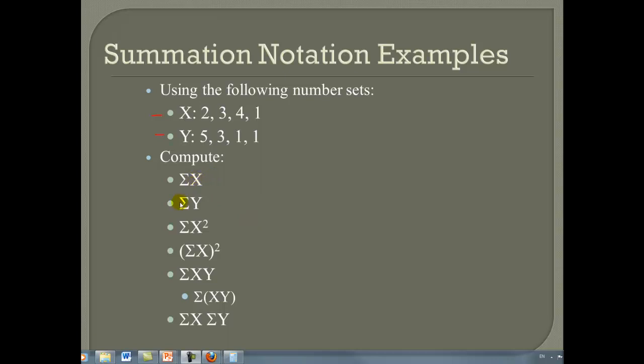Okay, our second one here, sigma y. What's this telling us? It's telling us to get the summation of the y variables. So 5 plus 3 plus 1 plus 1. Once again, adds up to 10.